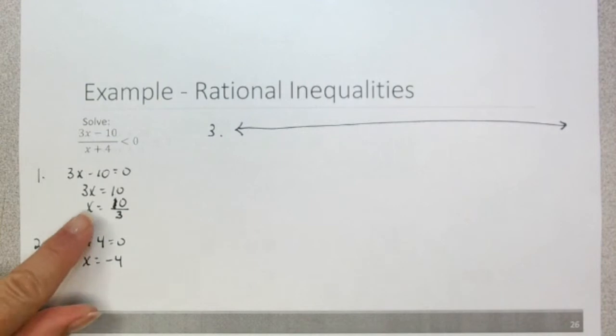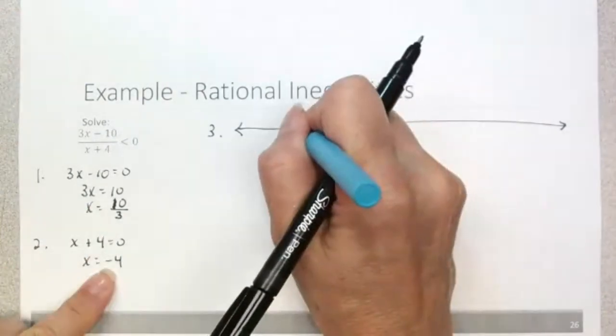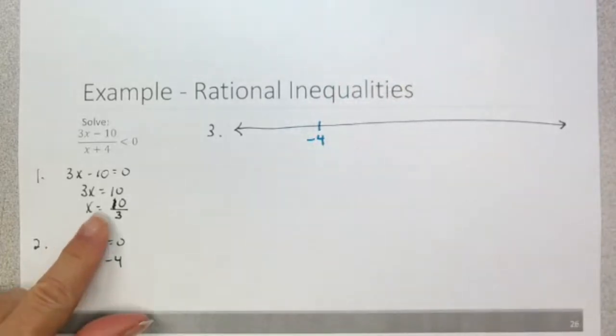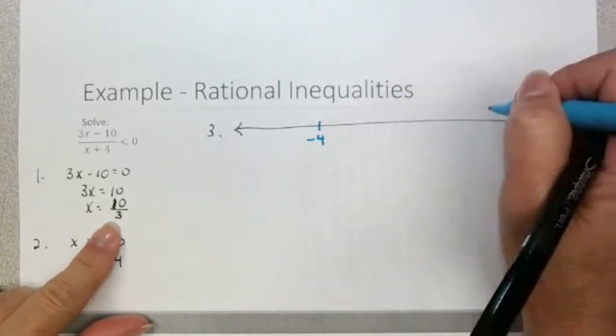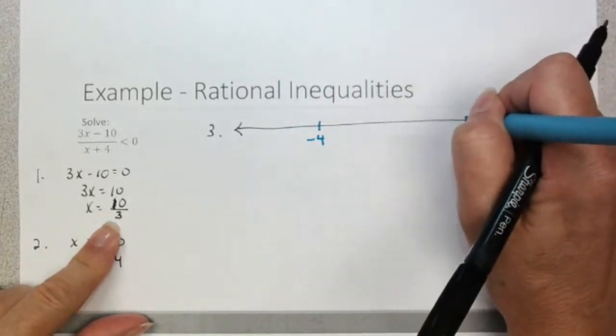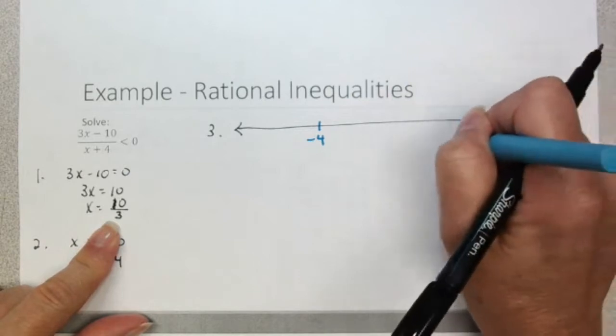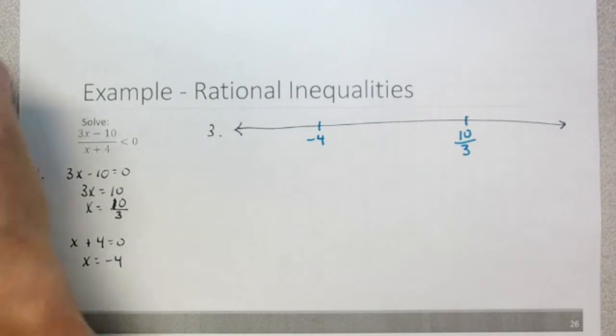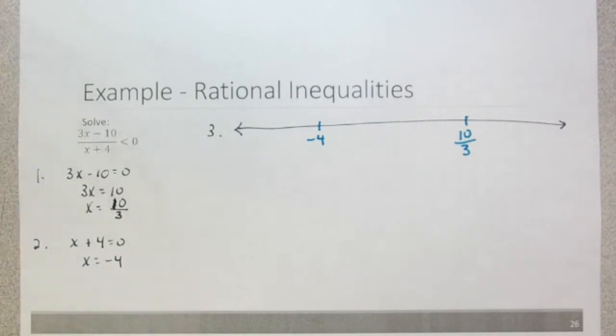We've got x equals -4, so we'll say maybe -4 is here. x equals 10/3. That's about 3.3, a positive 3.3. So we'll say 10/3 is up here. It's definitely bigger than -4. There's our values on the number line. Now we have intervals that we can test.